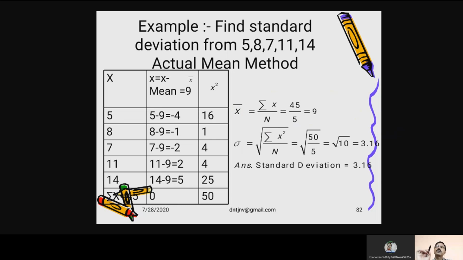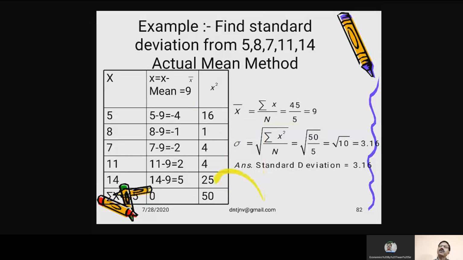So you have to take out x minus x bar. X minus x bar is nothing but 5 minus 9, 8 minus 9, 7 minus 9, 11 minus 9, 14 minus 9. Dear students, we do not have to ignore the negative sign in the case of standard deviation, but we have to ignore the negative sign in case of mean deviation. So this is the value of small x, which is nothing but x minus x bar. When you square it, it will automatically become a positive figure. Minus 4 into minus 4 is equal to 16. Minus 1 into minus 1 is equal to 1. Minus 2 square is equal to 4. 2 square is equal to 4. 5 square is equal to 25. Now this is going to be sigma x square.